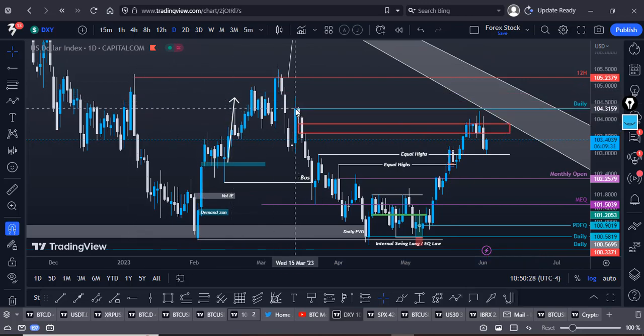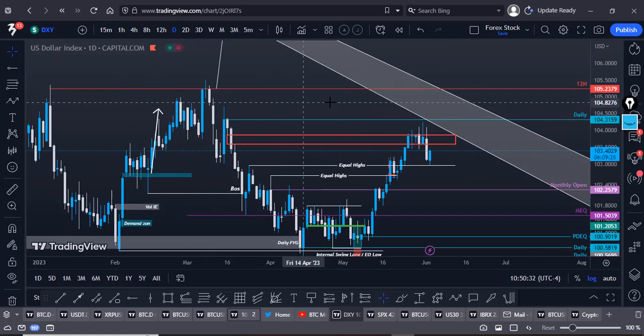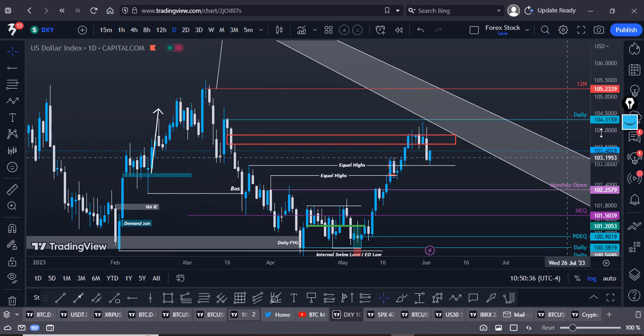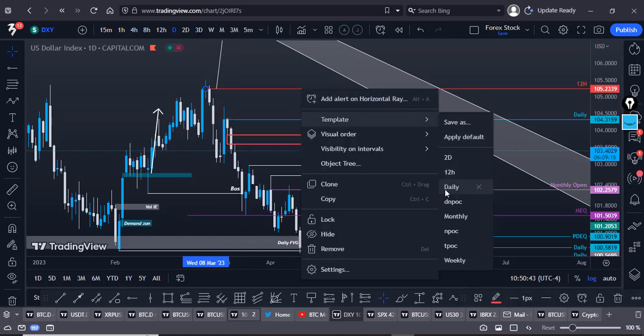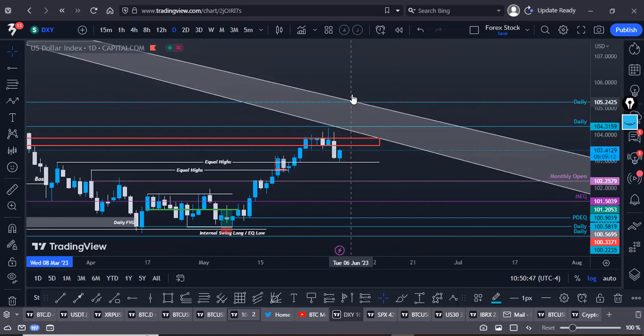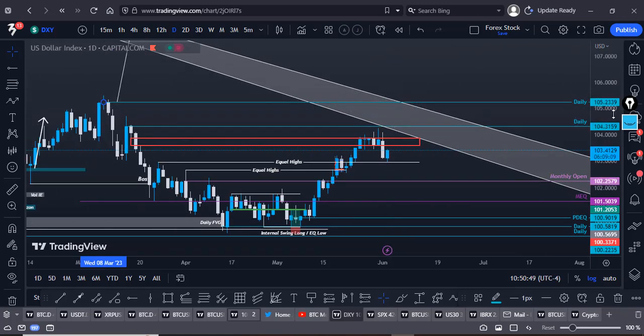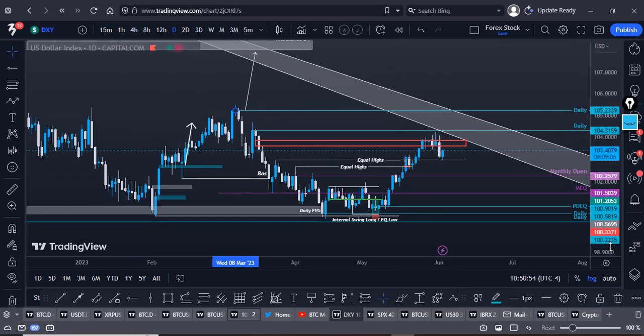So let's see, the daily level is here, that is front run, not fully tapped, and should be named as a daily level as well. Okay, so you can see if we get a good bounce, we can easily go towards these two targets that I mentioned, 104 and 105 in the dollar index.